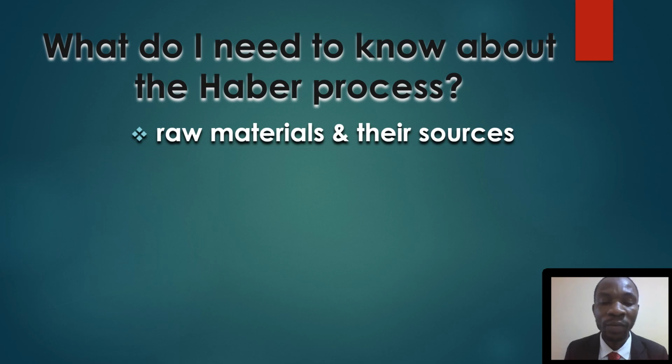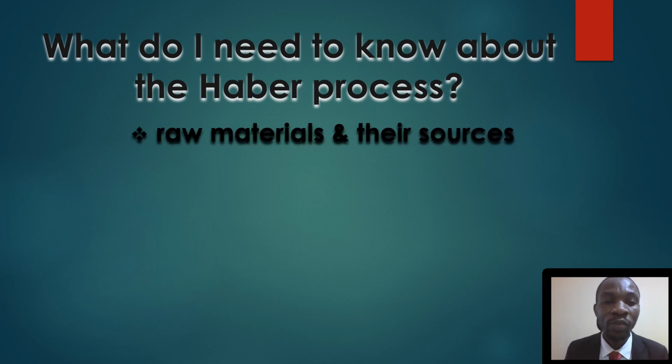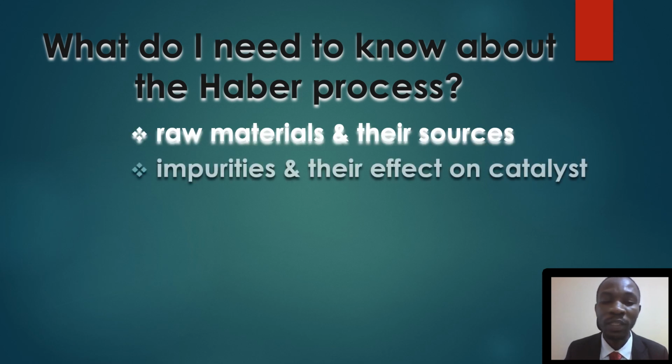So we only have two raw materials in the Haber process. We have nitrogen and hydrogen. You should know where to get each. The other thing you need to know about the Haber process is the impurities that are present in the raw materials and how to remove them.